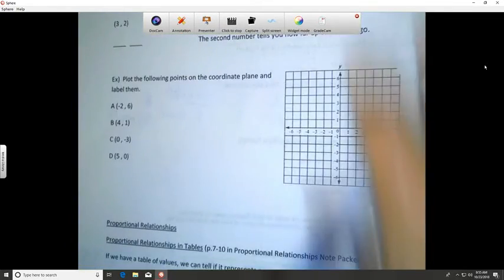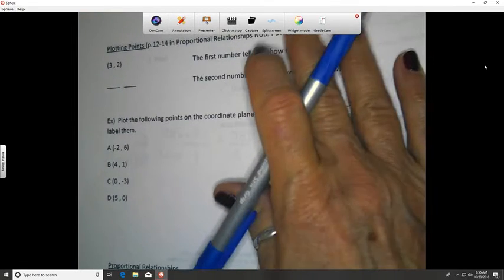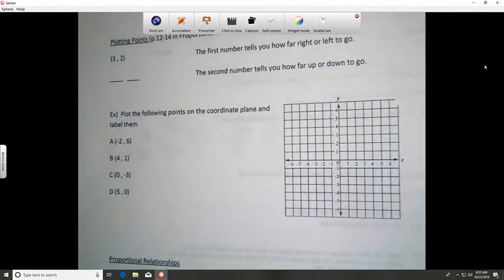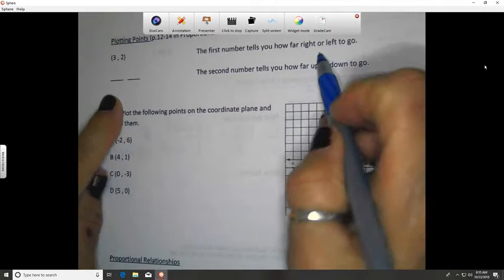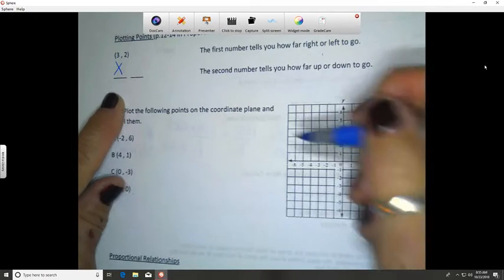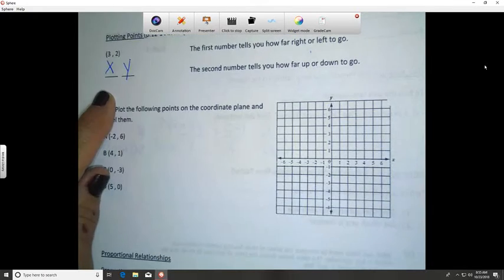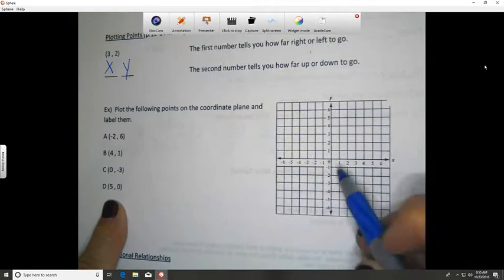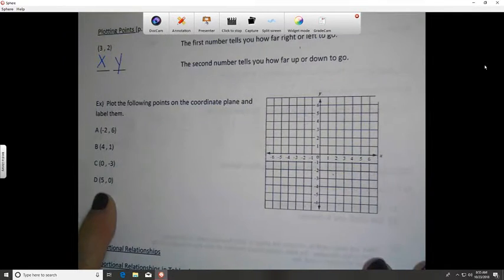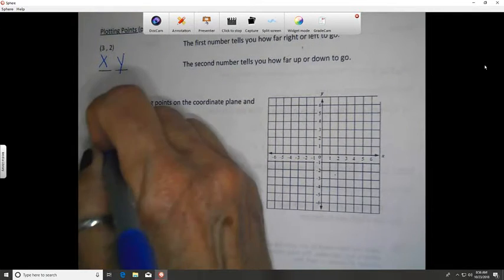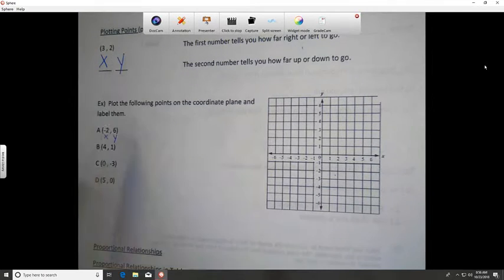Plotting points. This is like the picture we graphed. The first number tells you how far left or right to go. The first is your X, and the second is your Y. So plot these points on the coordinate plane, which is this. Remember, the first one's X and Y. So plot those points. We're on page 2.